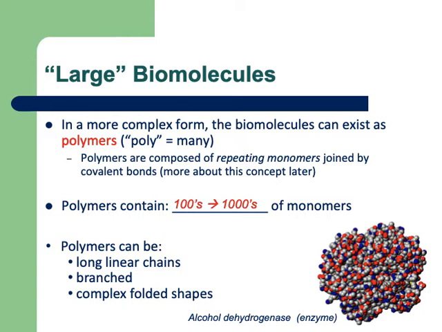Okay, polymers can be long linear chains in a row, or they could be branched chains or complex folded shapes. An example of this is alcohol dehydrogenase, which is known as an enzyme. And you can see the picture on the slide that this is actually made up of many, many, many complexly folded amino acids. Okay, so an enzyme is a protein that's made of many, many amino acids bound together in a very complex branched form.